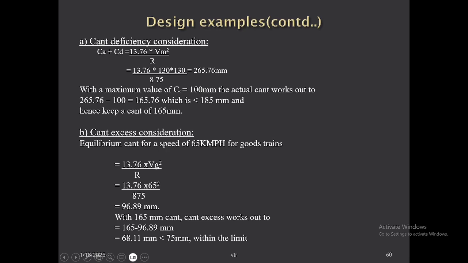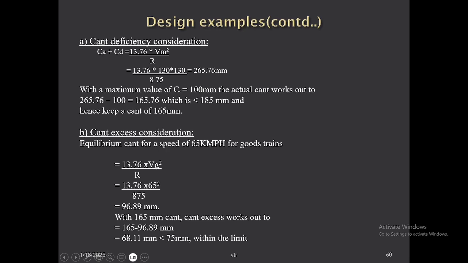So considering the cant deficiency provided, 100 mm, the actual cant we can permit is 165 mm, though the equilibrium cant required is 265. We cannot provide this much; we can provide less, availing cant deficiency. So 265.76 minus 100 will be the actual superelevation we can provide, that is 165.76. We round it down to the next lower multiple of 5, so 165, which is less than 185, so it is within the maximum cant of 185.